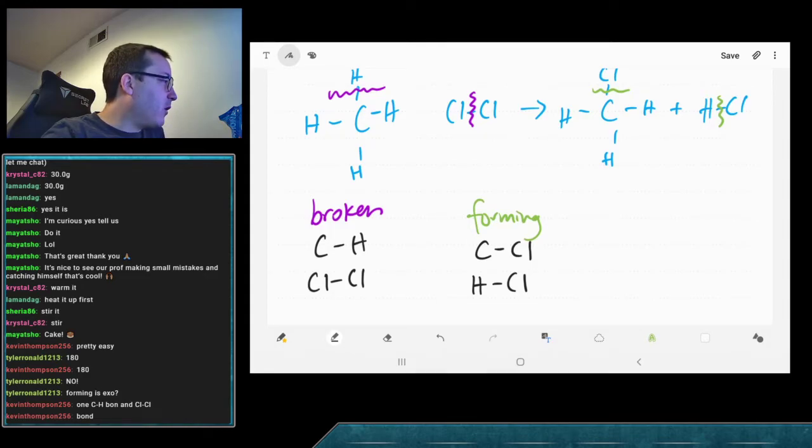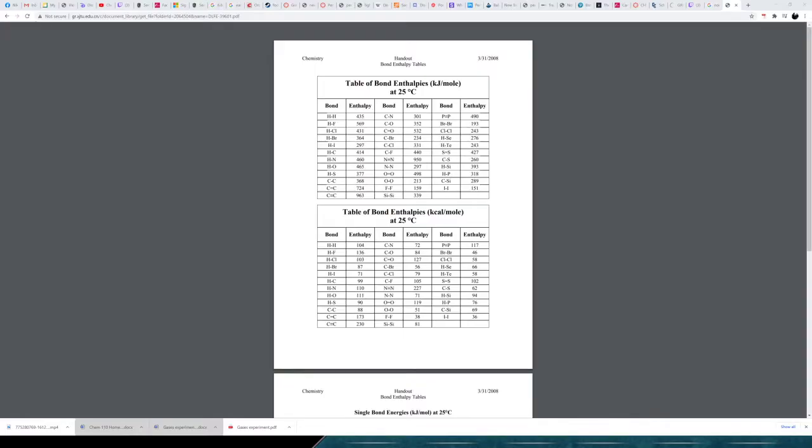So if we swap over to our table, again, I'll choose a table and put it up for you guys, but for right now we'll just use this one. Let's find C-H on this. Looks like it's right here, so that'll be 414. I'm just going to copy these numbers over.